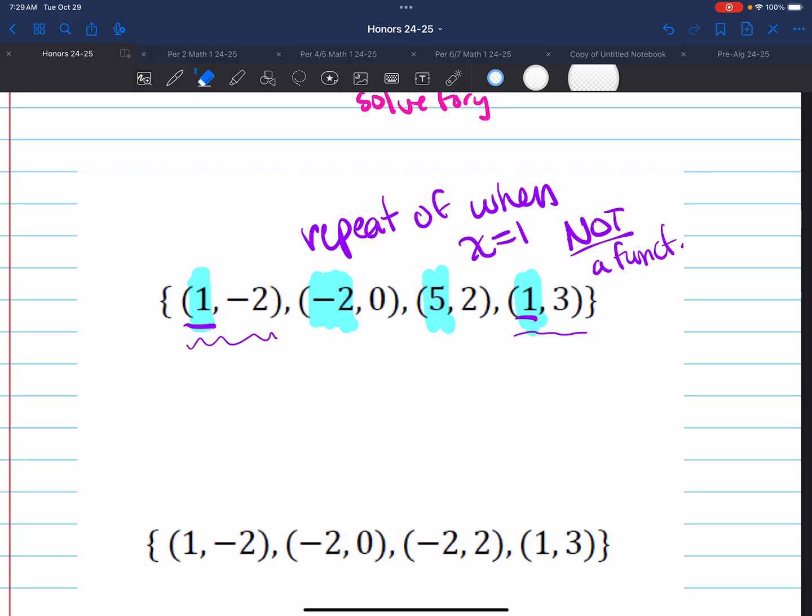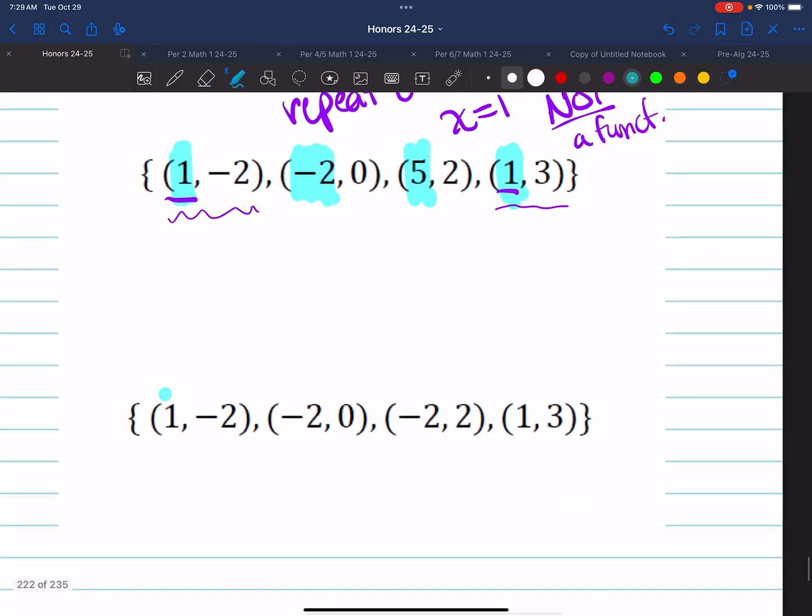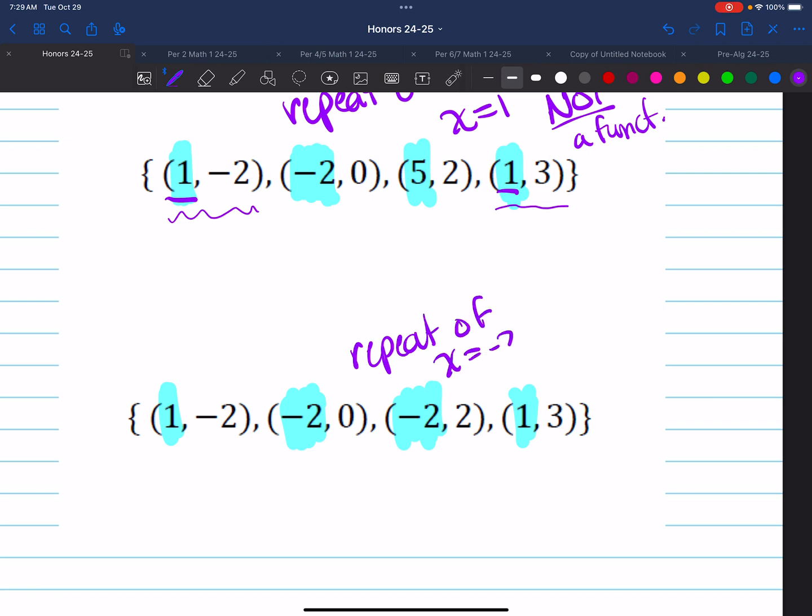Okay. In our next one here, we got (1, -2), (-2, 1). So in this case, we have a repeat of x equals -2 and when x equals 1. So this again is not a function.